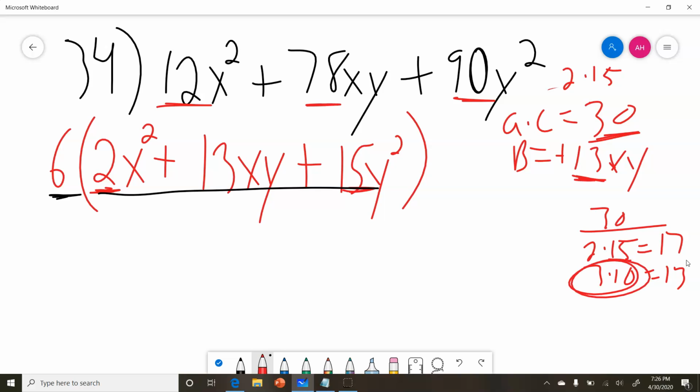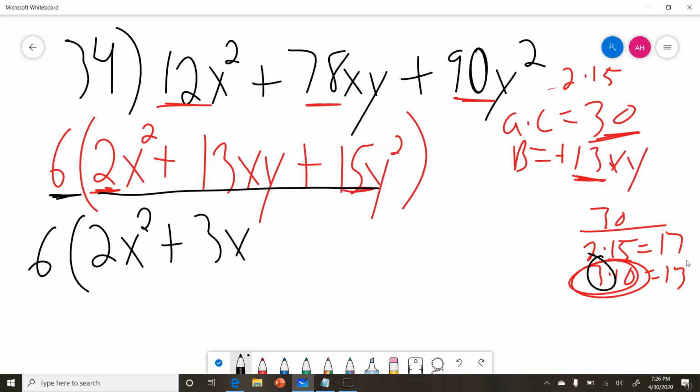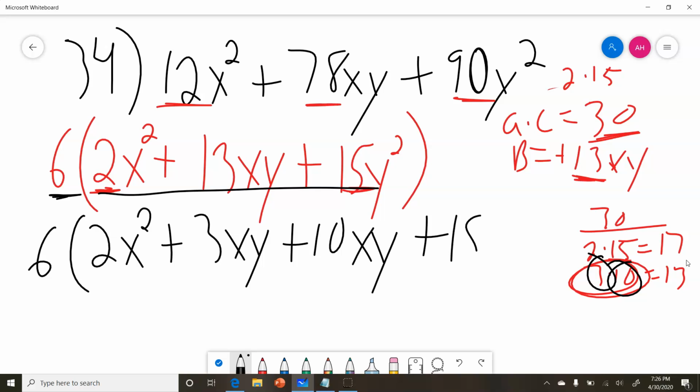So I know now I can just write it that way. So I come down here and I write my 6 stays. And now this stays 2x squared, but then I do this guy right here, plus 3xy. And then I do the 10 plus 10xy plus the 15y squared. That's the grouping. Okay, and then I subgroup and do this guy together and this guy together.